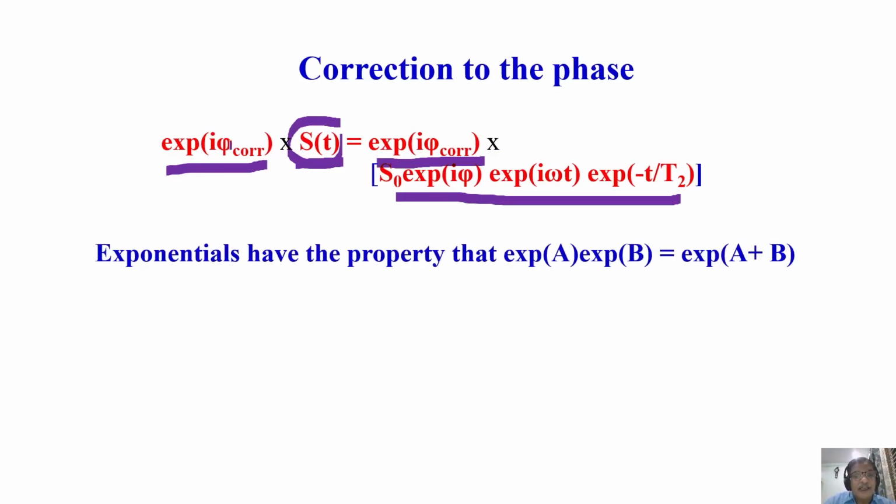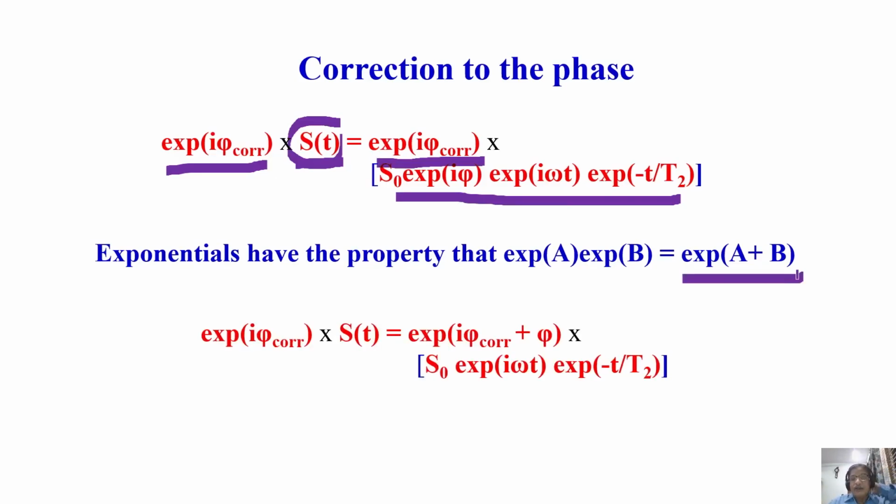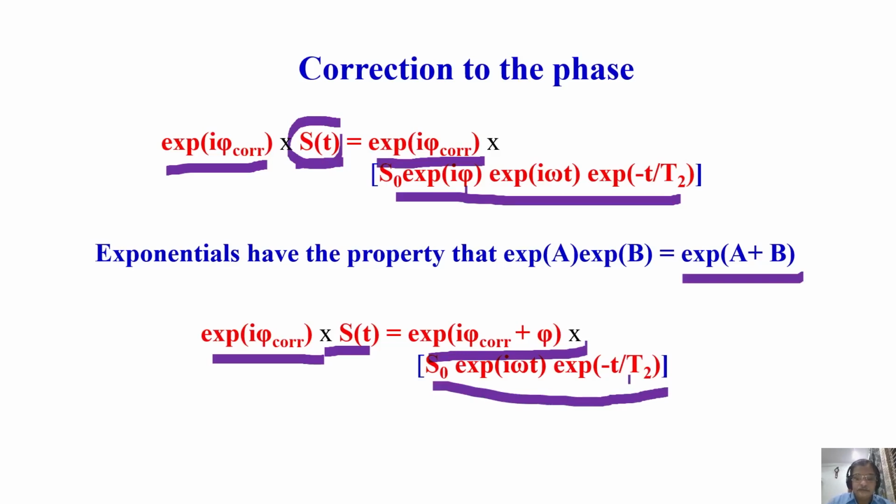Remember, when I take exponential A and exponential B, it translates to exponential A plus B. That is a mathematical operation. I don't want to go into too many basics, you should understand that. Now take this exponential function, exponential of i phi correction, into the time domain function, and I retain this part as it is. Now what I have to do? If my corrective function is exactly equal to minus phi, then this term goes to 0, then it will be 1. So there won't be any phase error at all.